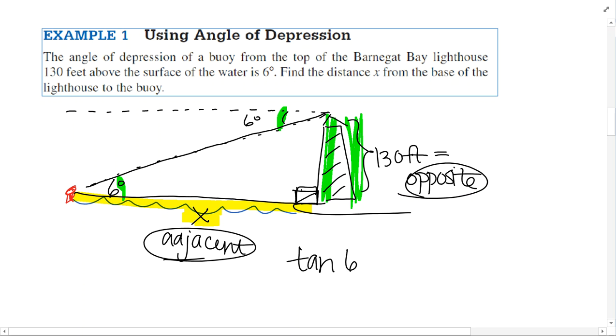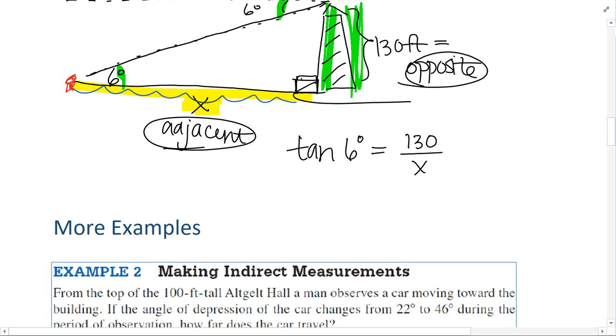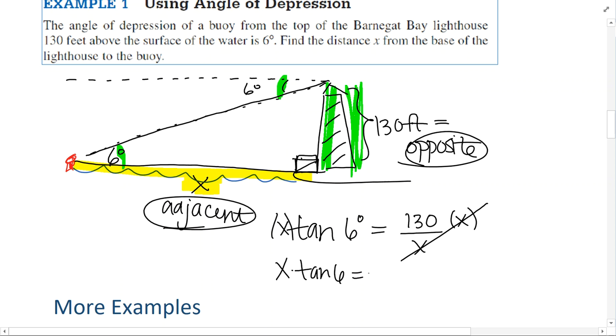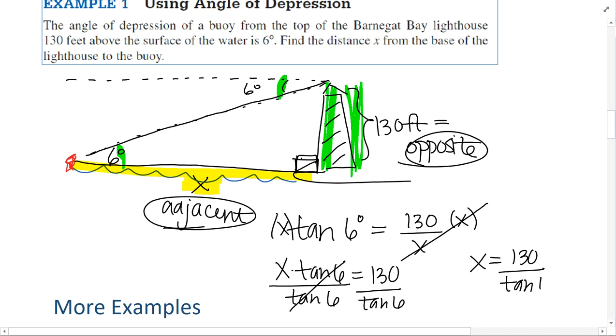So adjacent and opposite means we are going to be using tangent. We set it up. The tangent of 6 degrees is equal to the opposite, 130, over the adjacent, x. We have an x in the denominator, so I'm going to multiply both sides by x. Then I get x times the tangent of 6 is equal to 130. Divide both sides by the tangent of 6, and we get x is equal to 130 divided by the tangent of 6.